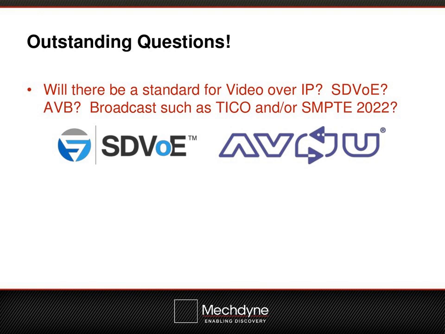AVB, they're kind of on a downward trend, but certainly still there. They got a little bit of a breath of fresh air in the last year as Cisco finally came on board with some true AVB compatible switches on the Cisco side. So we'll see if that breathes new life into the AVB protocol. Is a broadcast protocol going to win? TICO is kind of a compression algorithm, and you might see SMPTE 2022. That would be more of a broadcast video type protocol. Are they going to end up winning this? It's going to be interesting to see where that all goes.